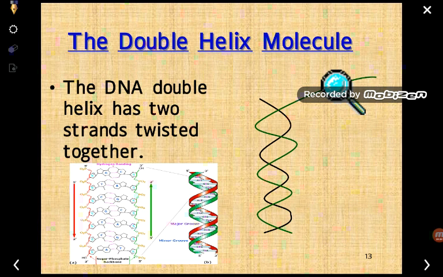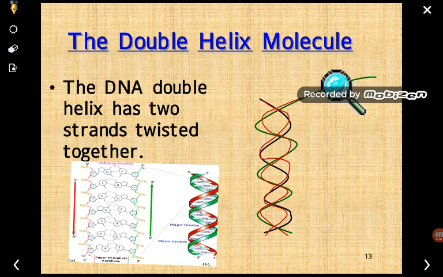So DNA is a double helical model, and a double helix has two strands twisted together. Here you can find the two strands. This is one strand and this is another strand, the green strand, which are twisted together. So DNA is a double helix and has two strands which are twisted together.